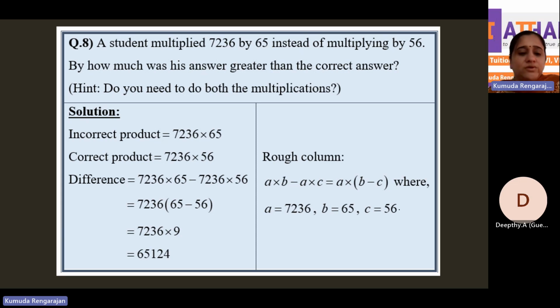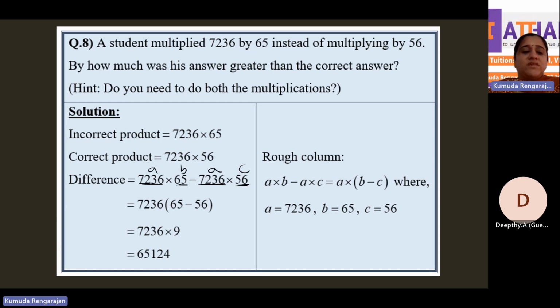See, this is A into B minus A into C. Whichever number is repeated, that is A. So which is the number repeated here? 7,236. That is A. You can see the same number here, A. This is B, and this is not B. This is a different number, so C. For the same number, you should use the same letter. If they're different, you should use different letters.